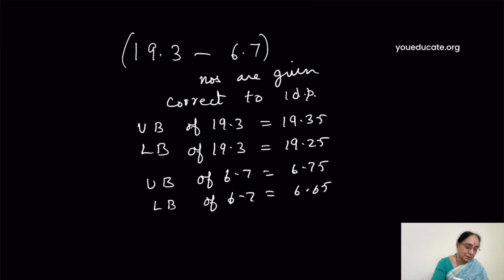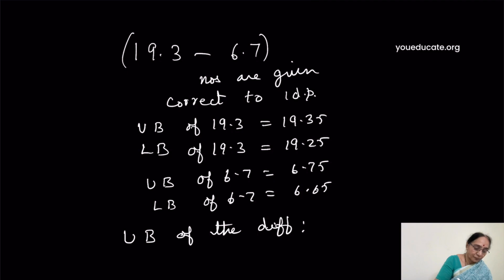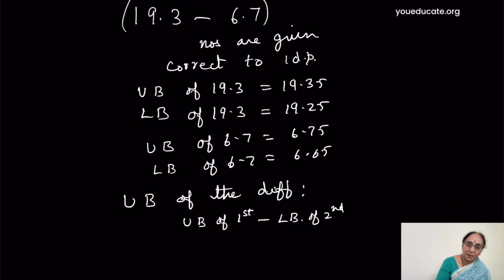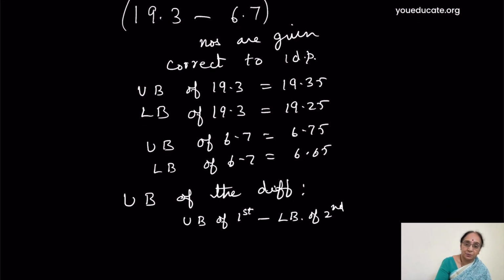Keeping that in mind, the upper bound of the difference will be the upper bound of the first number minus the lower bound of the second. When I'm taking away the lower bound, I get a larger answer. So that is going to be my upper bound of the difference. So here it is going to be 19.35 minus 6.65.